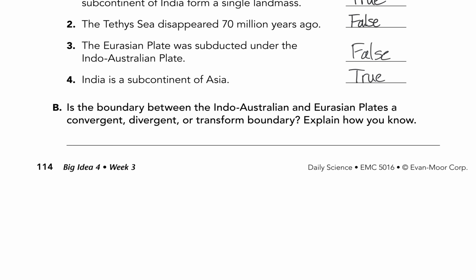For B, is the boundary between the Indo-Australian and the Eurasian plates a convergent, divergent, or transform boundary? How do you know? Well, a divergent boundary is where plates are moving away from one another, and these two continents are not, they're colliding. Transform boundaries are where plates slide past one another. They don't lead to mountain ranges or seas disappearing. So this isn't a transform boundary either. This is a convergent boundary.